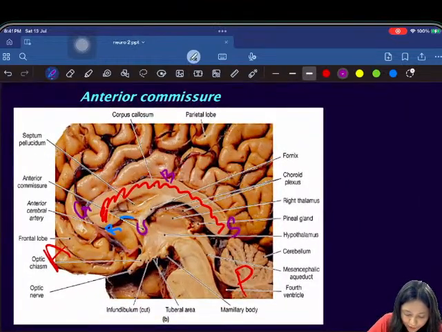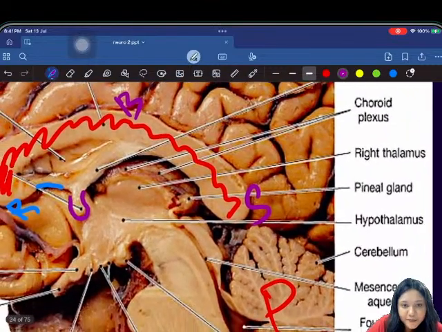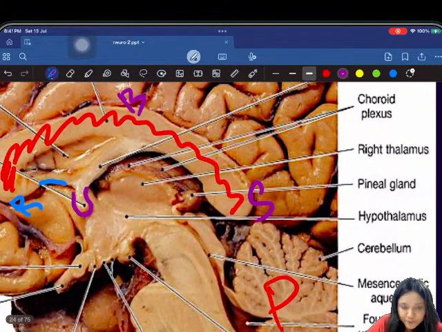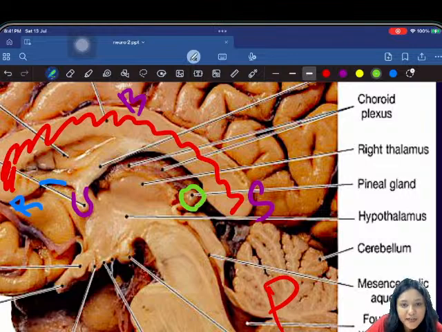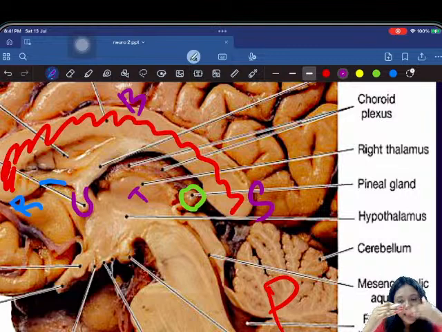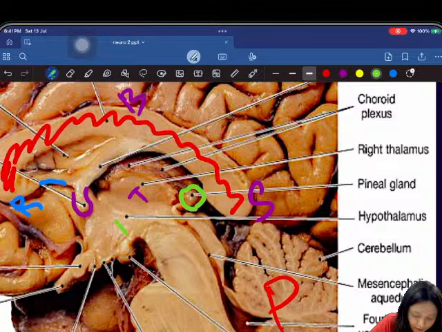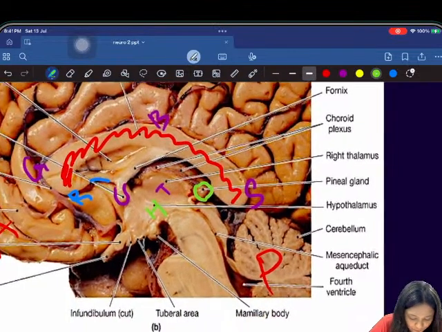One more thing: when you have identified the splenium, just below the splenium you will get a bulge here, and this is the pineal gland. Just below the splenium you will see the pineal gland. This is the thalamus. If thalamus is above, then hypo means below, so the hypothalamus will be this one. This is the hypothalamus, this is the thalamus, this is the pineal gland.